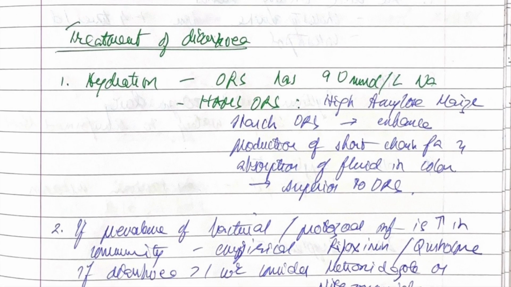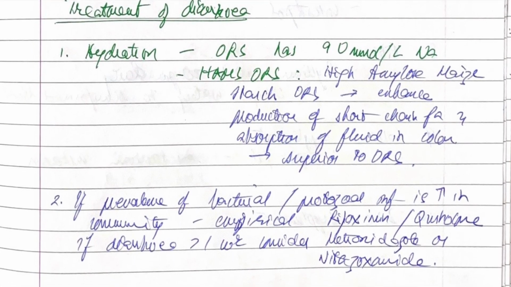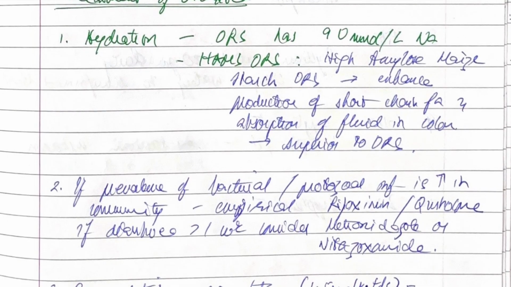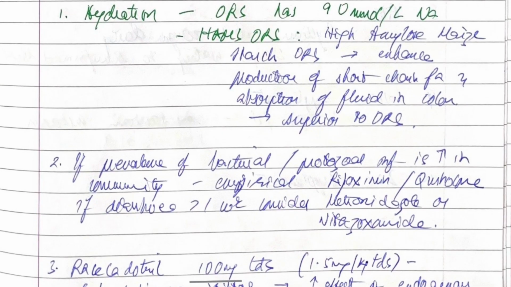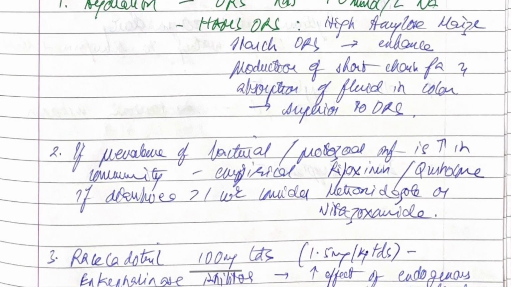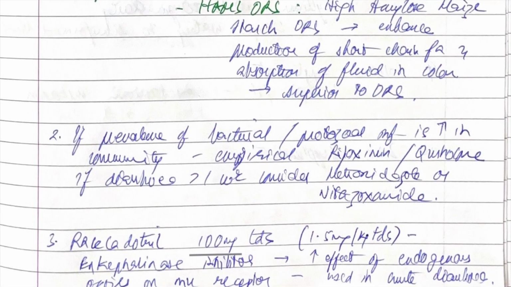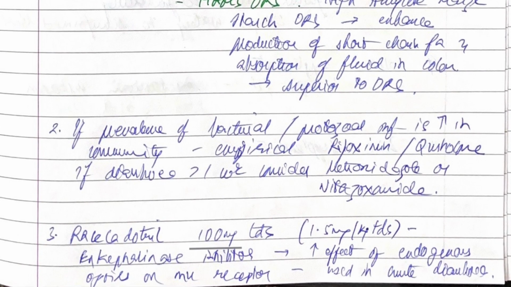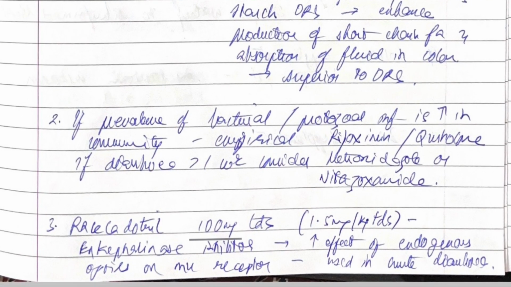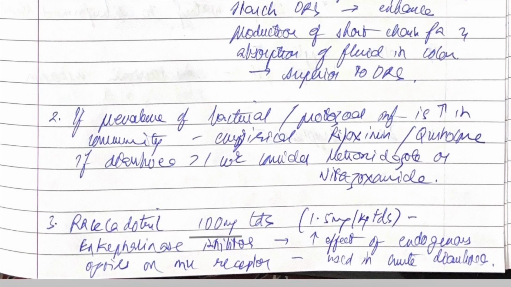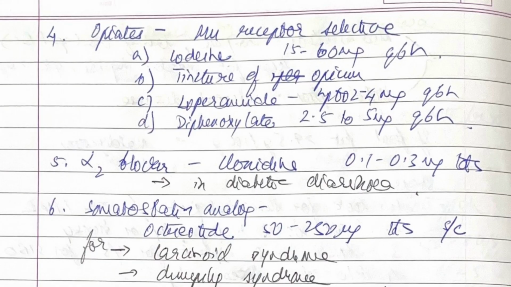If the prevalence of bacterial or protozoal infection is high in that community, empirical rifaximin or quinolones can be used if the diarrhea is more than 1 week. We can consider metronidazole or nitazoxanide as well. Racecadotril, 100 milligrams thrice a day, which is 1.5 milligrams per kg thrice a day. This is an enkephalinase inhibitor and it increases the effect of endogenous opioids on the mu receptor. That's used in acute diarrhea.